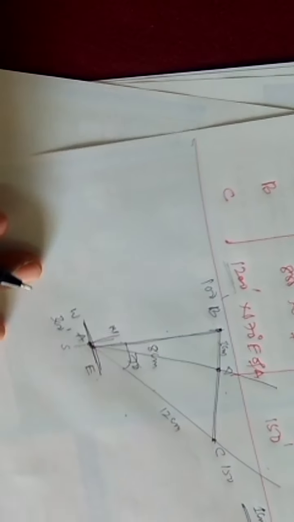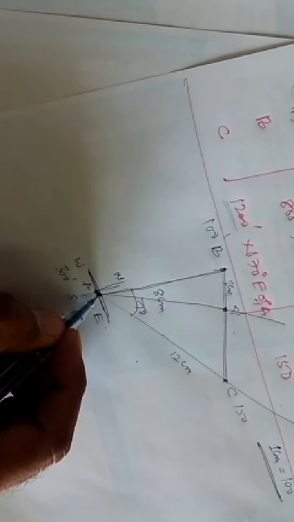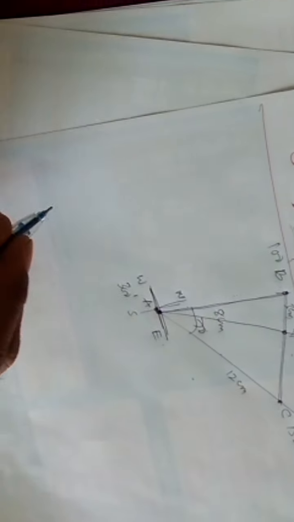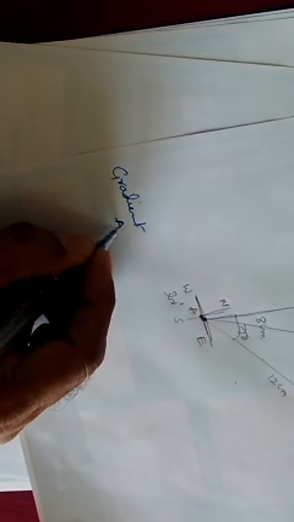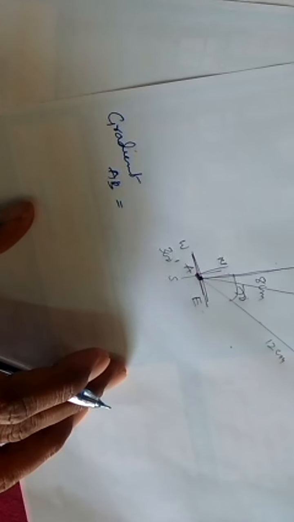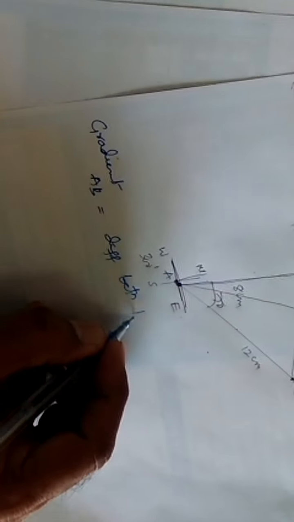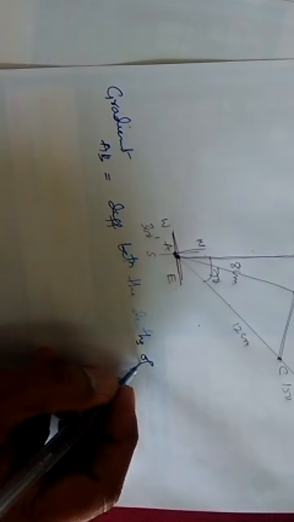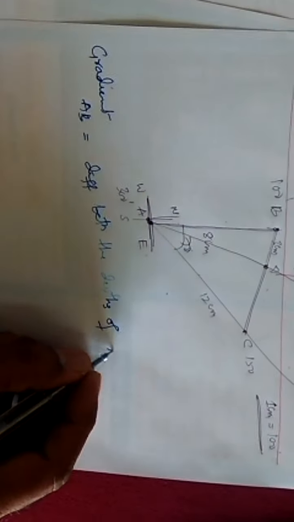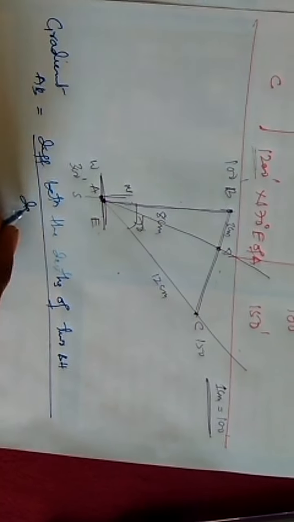Okay, then friends, next point you have to see. I have to calculate the gradient here, A to B. Gradient AB. What is the formula of the gradient? The formula of the gradient is the difference between the depths of two boreholes, divided by the difference between them.